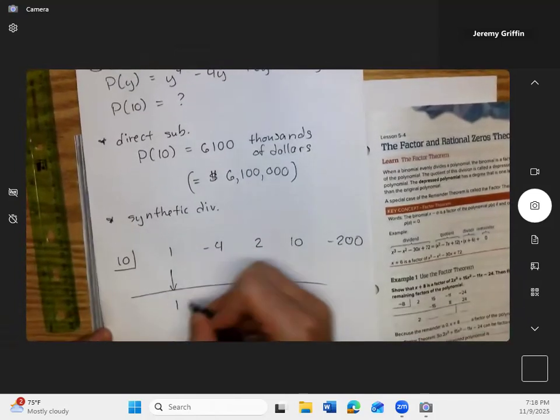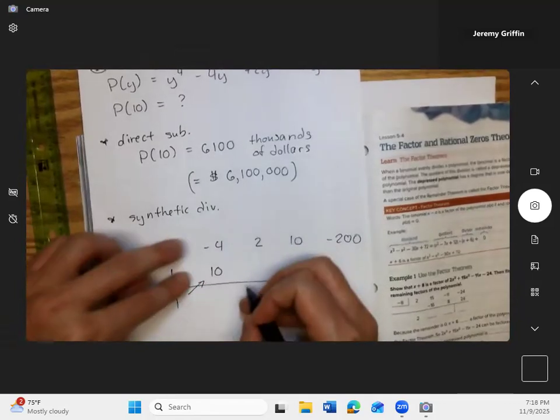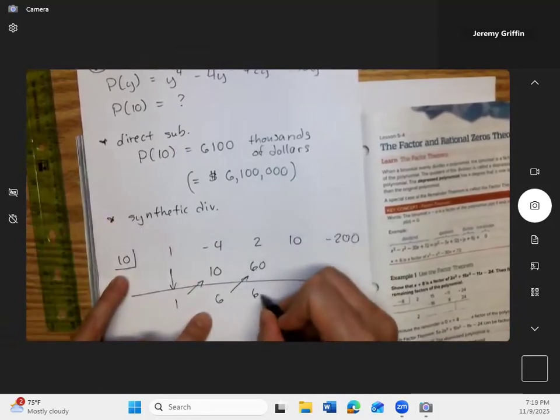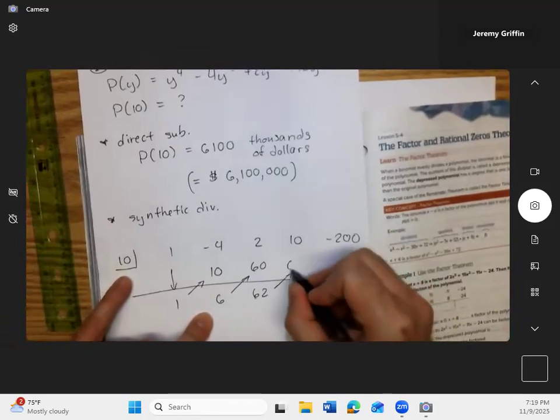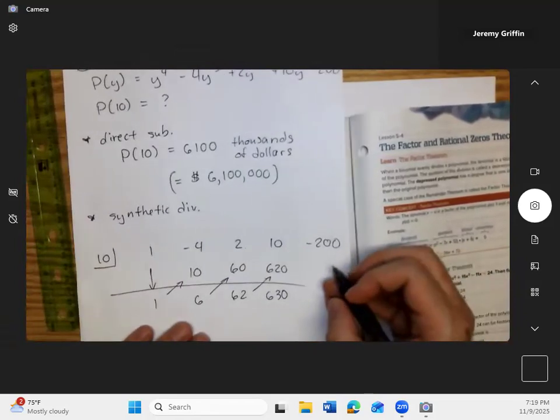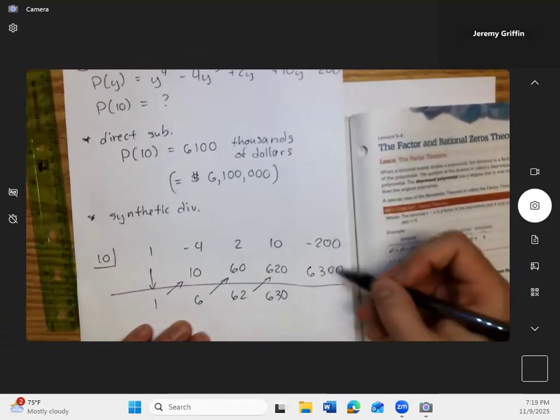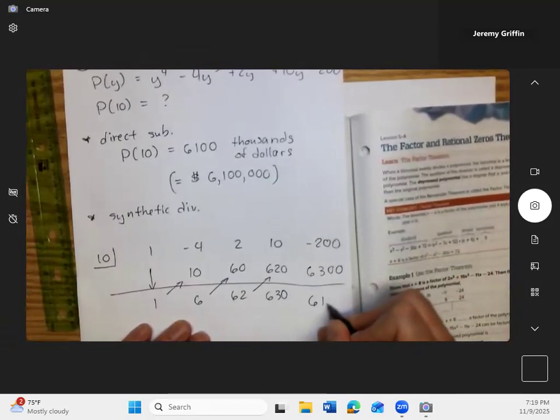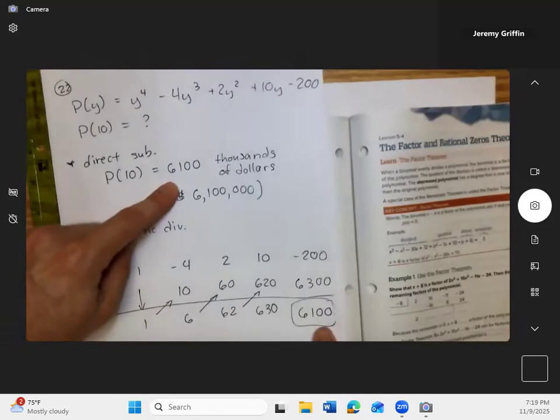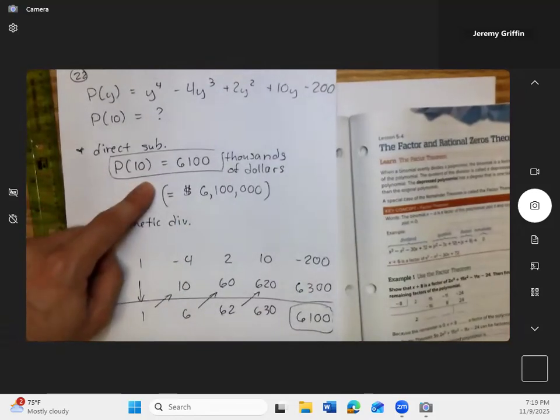All right, and here we go. So I drop down the 1. Then times 10. 1 times 10, I got 10. Add going down, that gives me 6. Times 10 is 60. Add going down, 62. Times 10 is 620. Add going down gives me 630. Then times 10 would be 6,300. And then add these two together. Yeah, it's the same thing, 6,100. Again, the interpretation of that is thousands of dollars, but numerically, it's identical to the direct substitution method.